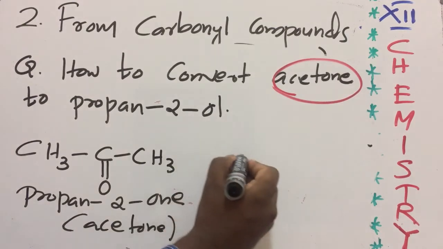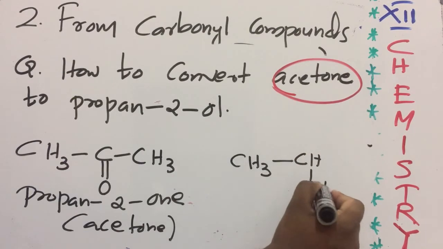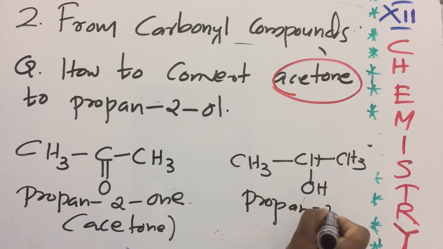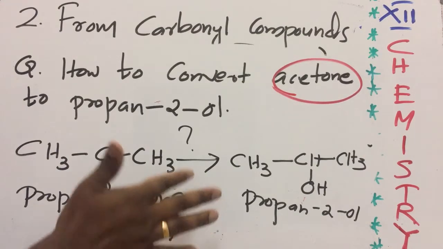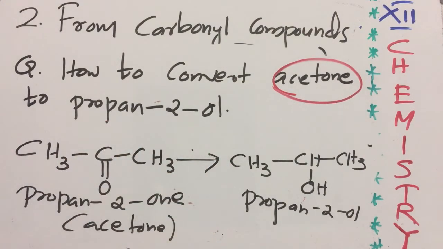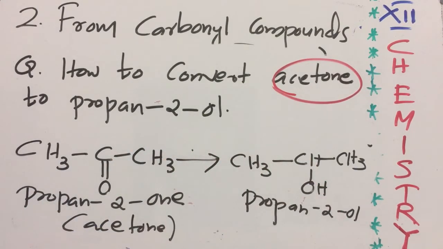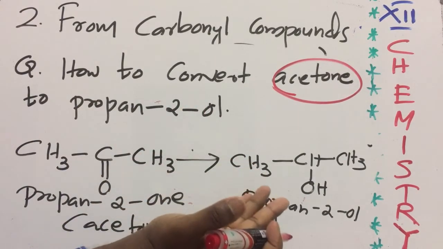How can we convert this compound into propan-2-ol? What is propan-2-ol? CH3CHOHCH3. How is it possible? What is the reagent required here? So CBSE questions will come like this, the conversion questions. How to do this? What is the difference? C double bond O versus CHOH. So that's an addition of hydrogen.